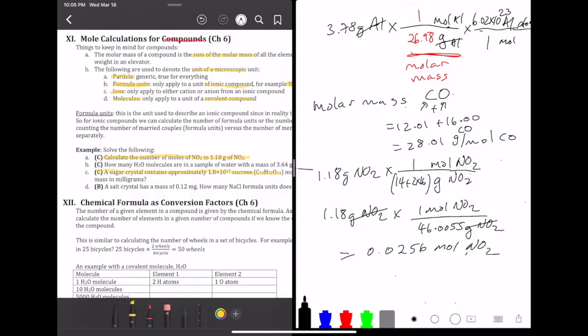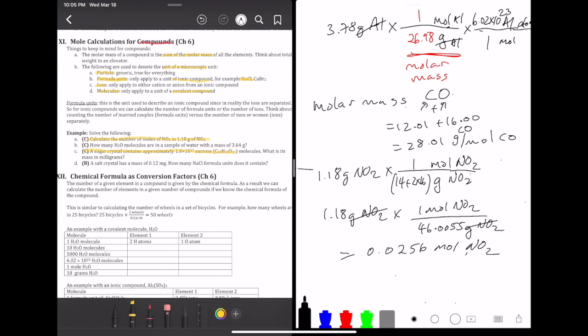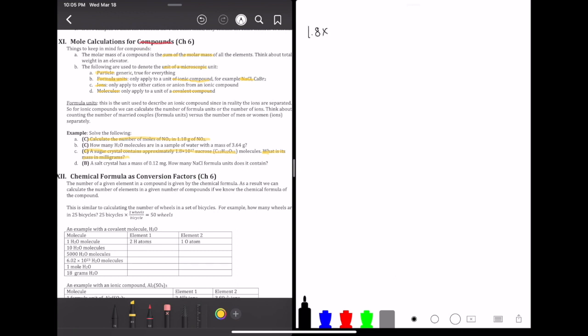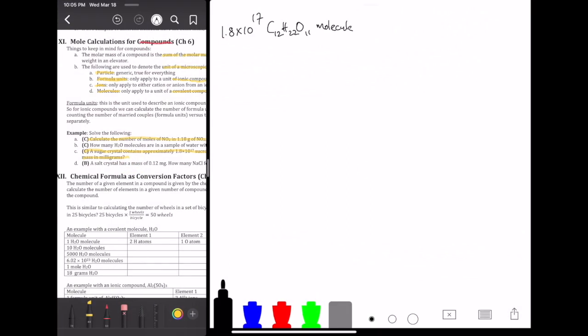Sugar contains approximately that many sucrose molecules, which has a formula C12H22O11. The question is, what's the mass in milligrams? So we were told that we have 1.8 times 10 to the 17 of the sucrose, which has this formula. And this is a molecule, right? Because it's a covalent compound. Remember, covalent compounds are made up of nonmetals only. They want you to get your mass. So how do we do that?